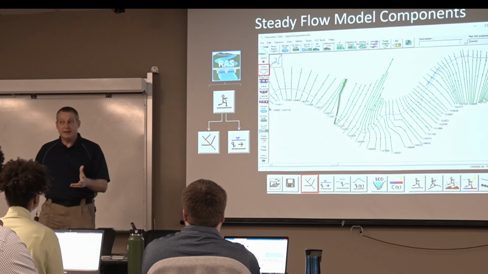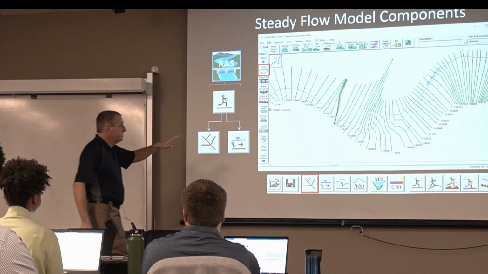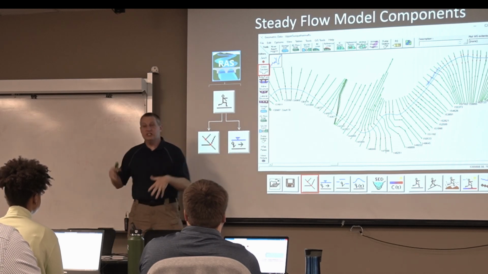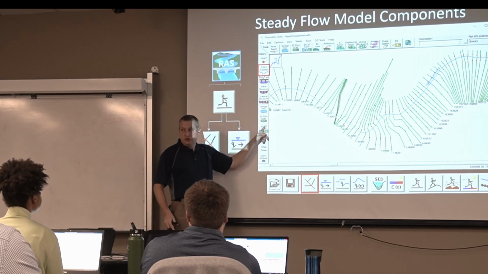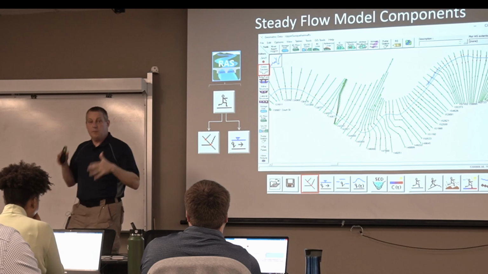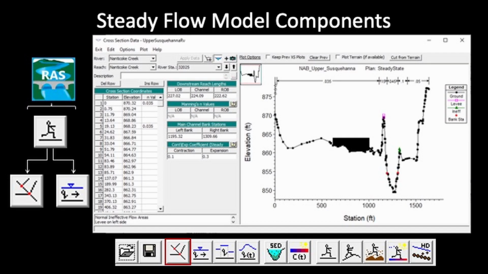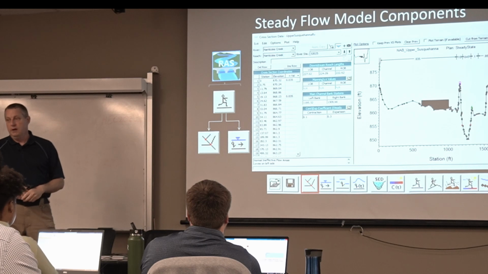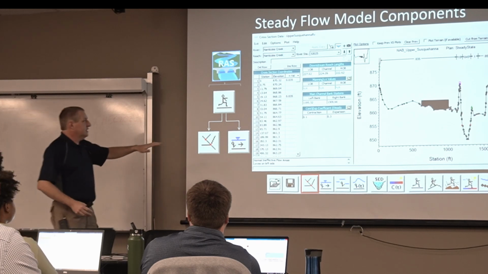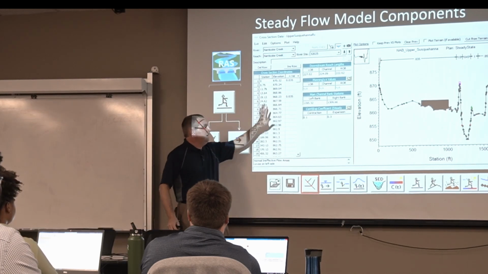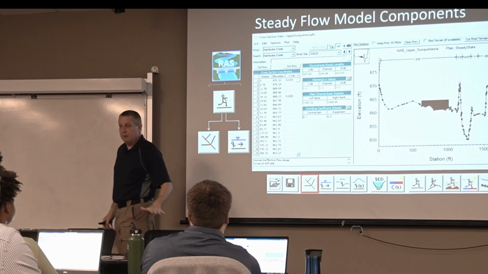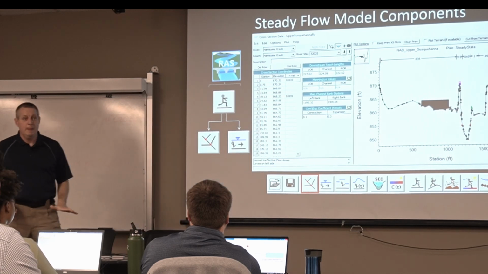But Mapper fundamentally makes a geometry file. And a geometry file really is a collection of cross-sections and structures. And so you're going to create a number of cross-sections and then your structures in your geometry file. The main component of a one-dimensional model is the cross-section. The quality of your cross-sections will determine the quality of your model. Cross-sections have station elevation data. They have roughness. We're going to have a whole talk about choosing your n value tomorrow.